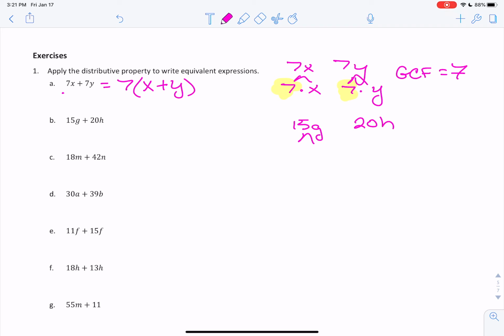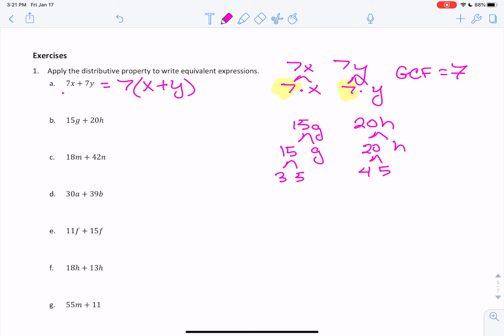So my factors for 15g are going to be 15 times g and 20 times h. G and h, different variables, so they're unlike terms. You can't combine them, so they don't have them in common. They're going to be leftovers. And then 15 and 20. Well, I know 15 is 3 times 5, and 20 is 4 times 5. Remember, I'm choosing those numbers. Well, 15, it's 3 and 5. That's all you can choose.